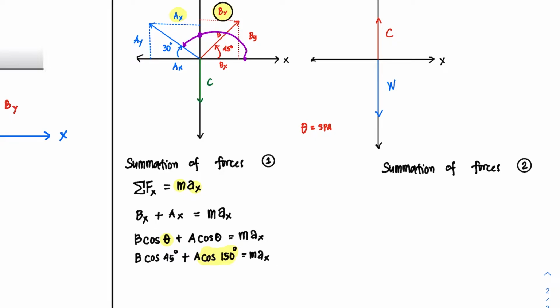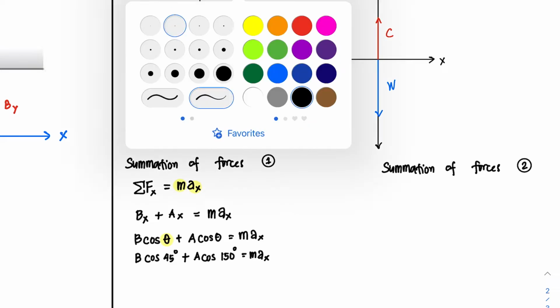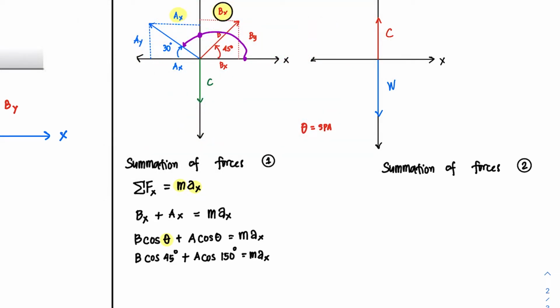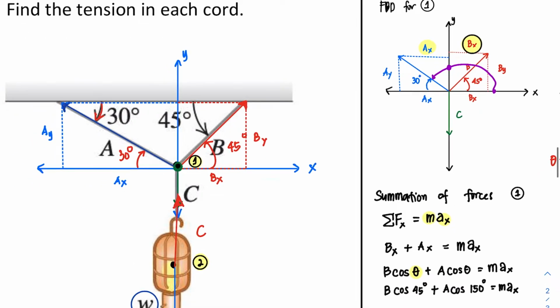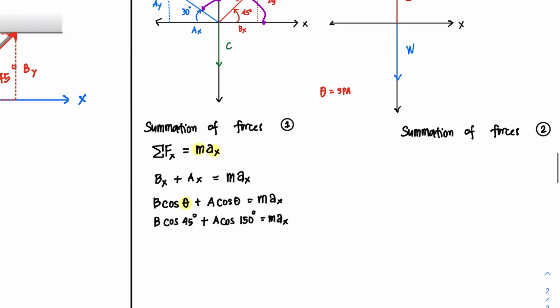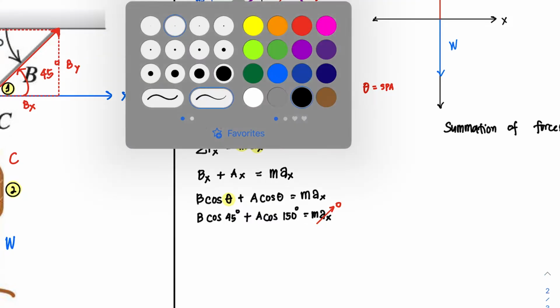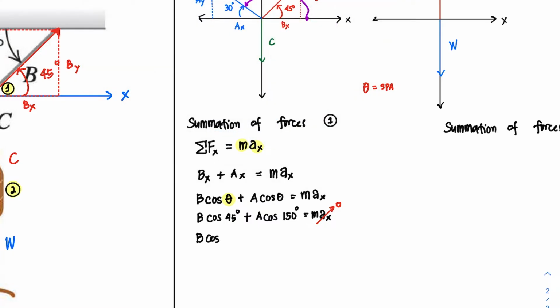All right, so we call this your equation 1. However, if you analyze this, we can further simplify it. Take note that with respect to this point there is no movement, so the acceleration on point 1 is clearly 0. That gives us a simpler equation. So our final equation for this case will just be B cosine of 45 degrees plus A cosine of 150 degrees equal to 0. And that is our equation 1 over there. Let me just put that in a box.